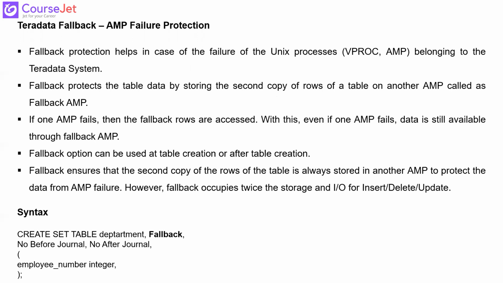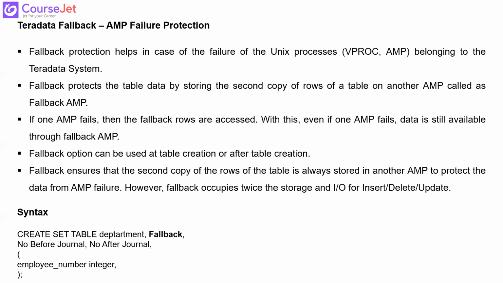The next one is about fallback. This fallback feature is for AMP failure protection. Fallback protection helps in case of failure, like when an AMP goes down, like a vproc or AMP. When that goes down, then this fallback will come into the picture. Fallback protects the table data by storing a second copy of the rows of the table in another AMP called the fallback AMP.